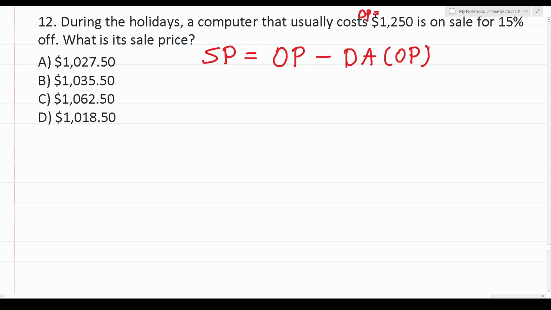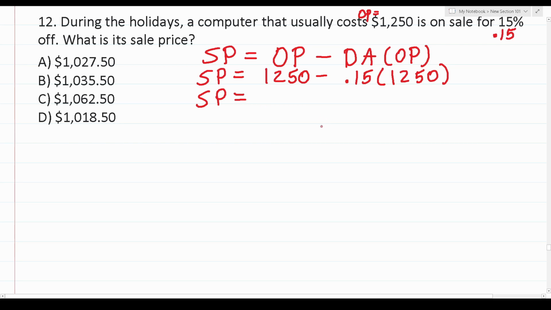And what is the discount amount? Well, that's always going to be our discount amount in decimal form. And we can see that's right here, 15% off. What's the decimal form of 15%? That's 0.15. All right, so all we really have to do is plug those two values in and solve accordingly. Again, sales price is going to be the original price, $1,250, minus the discount amount, that's 15% or 0.15, times the original price, which was $1,250.